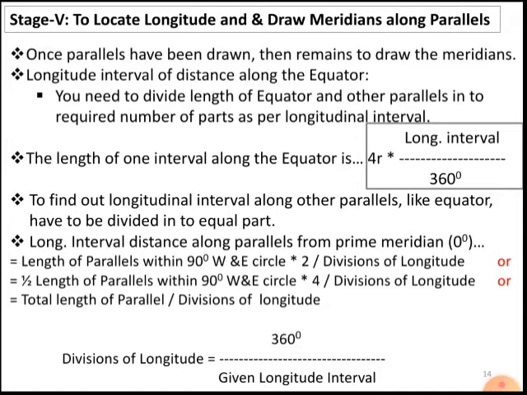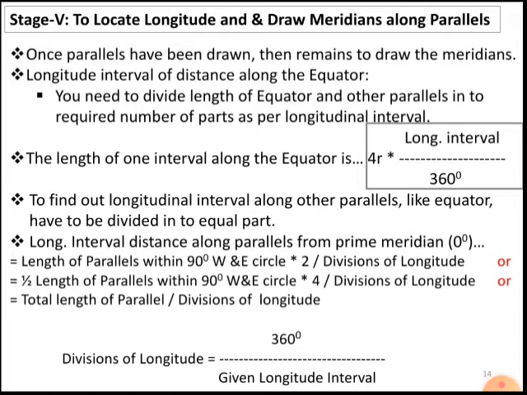Once you divide those parallels by a particular distance, which is called the interval of the longitude, as per the interval given, so by that particular distance you have to divide all the parallels. One parallel has been drawn, then what remains is to draw the meridians. We know that the longitude interval of distance along the equator is very important first of all. It means you have to find out by what distance you have to divide the equator.